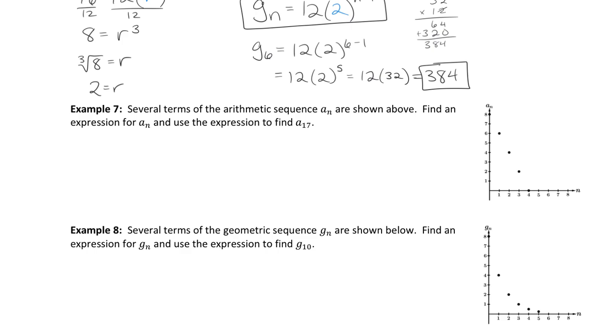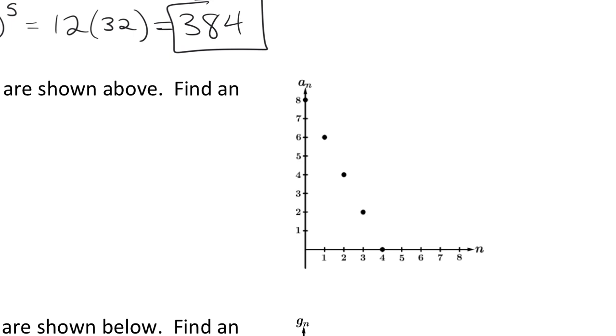Okay, here's what I notice if I look here. What's the input value for this dot? 0. What's the output value? 8. So we have a coordinate 0, 8. How about the next dot? What's that coordinate? 1 and 6. What about the next one? 2 and 4. And then? 3 and 2. Okay, do we see a pattern here?